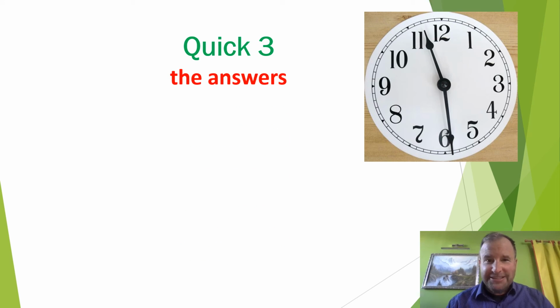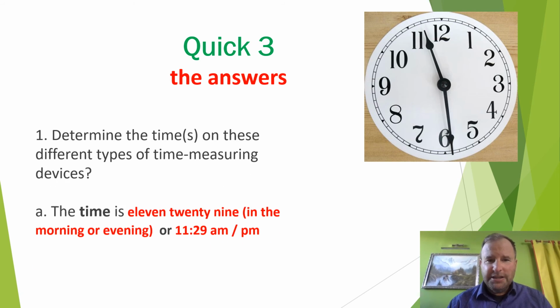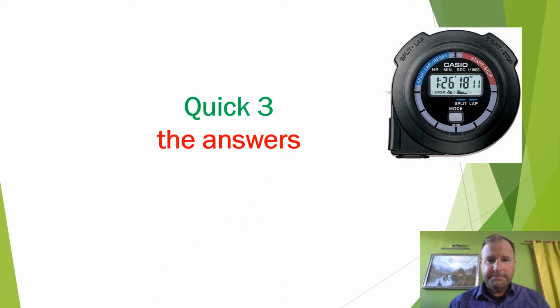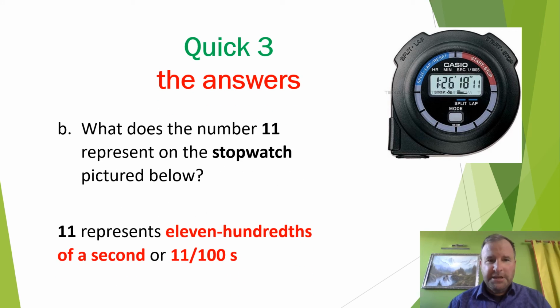As I said, here are the answers to the questions, so please check these and give yourself a quick mark. The time you should have got is 11:29 in either the morning or the evening, so you can write 11:29 a.m. or p.m. Remember, a.m. stands for after midnight and p.m. stands for past midnight. Let's have a look at the second part of question 1. What does the number 11 represent on the stopwatch? Pictured below, you can see 11 represents 11 hundredths of a second, or as a number, 11 over 100th second.